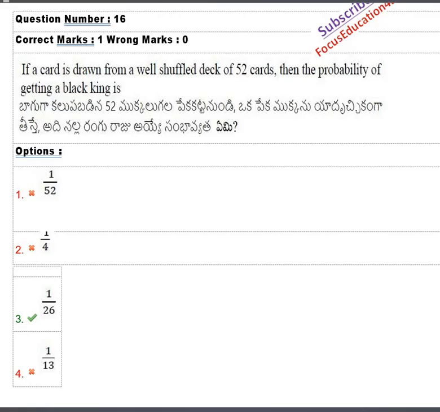Now we have probability. If a card is drawn from a well-shuffled deck of 52 cards, the total number of cards, how many? In the game of cards, the total number of cards is 52. Now what is the requirement? Getting a black king. Well shuffled means we have first mixed them. Then we have taken one card out of the 52 cards. And what is the chance that it is a black king?